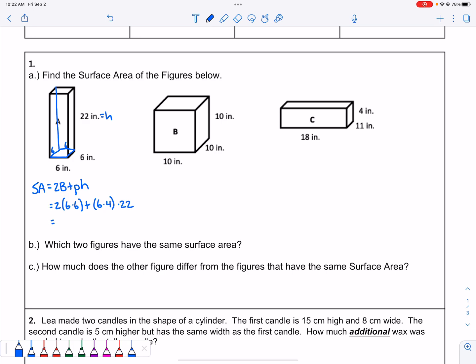So then I would need to type all that in the calculator and I would be able to tell that this first rectangular prism has a surface area of 600 square inches.